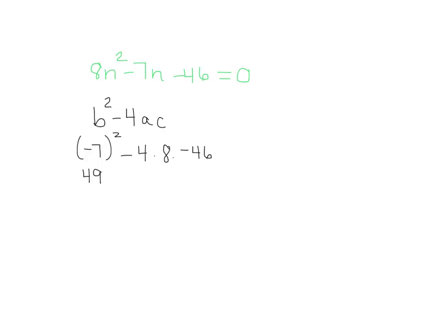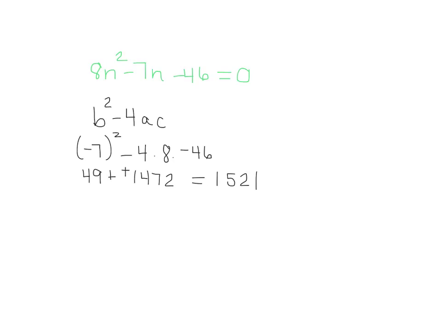I'm going to find the value of the discriminant first, b squared minus 4ac, excuse me. B squared would be negative 7 squared, which is clearly 49. 4 times a times c would be 4 times 8 times negative 46, which would be minus negative 1472. Again, I have a double negative, which makes it a positive, and that in turn results in us having 49 plus 1,472, which is 1,521.